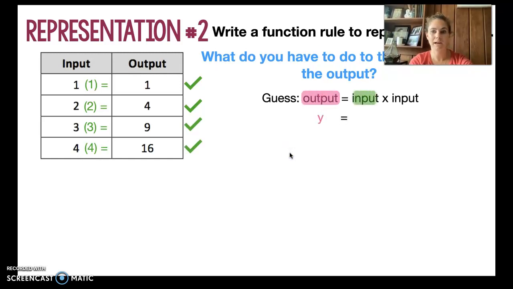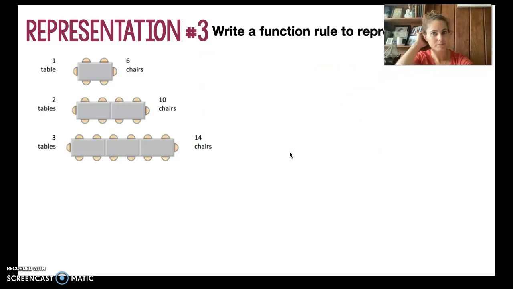So my output of y is equal to my input x times my input x. And if we write that mathematically correct, well, we know that x times x really just means x squared. So our function rule would be y equals x squared. I can use this rule then to figure out any input-output pair. So if I have an input of 7, well, 7 squared is 49, so I know my output would be 49.